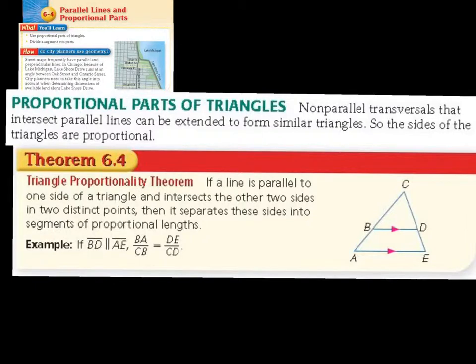So in this example, they marked that BD was parallel to AE, and they said the sides would then be proportional. So this segment, BA, is to CB as the segment down here that lines up with it, DE, is to CD. The way I look at it is right there's my fraction bar. So they did theirs upside down, but it still works.